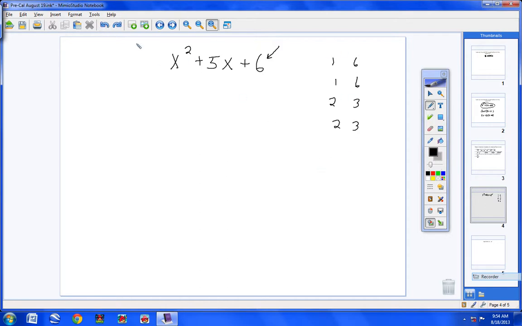Now I have a question for you scholars. What kind of 6 is it? Positive or negative? Good, positive, exactly. So I want a positive times a positive. That would give me a positive 6. And then a negative times a negative. Why a negative times a negative?